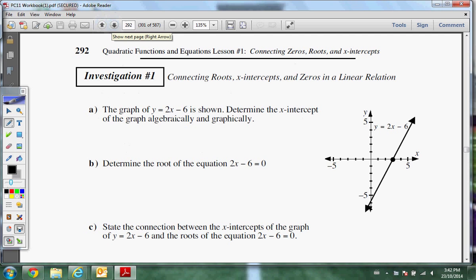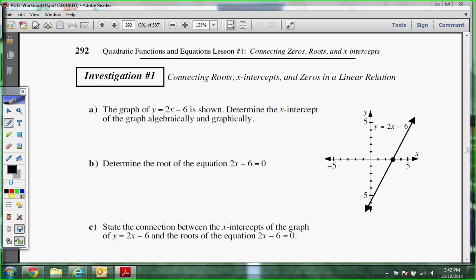All right, so investigation 1, connecting the roots, x-intercepts, and zeros. The next investigations we're going to go through explain why they're the same. So the graph of y equals 2x minus 6 is shown. This is the linear graph, 2x minus 6. You can determine the x-intercept graphically and algebraically. We can use the graph first. The x-intercept's right here at what? That's 3, right? So by the graph, it goes through x equals 3.